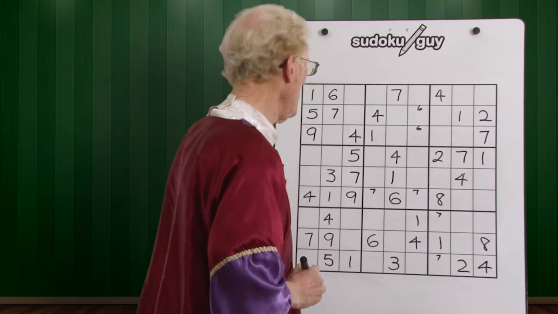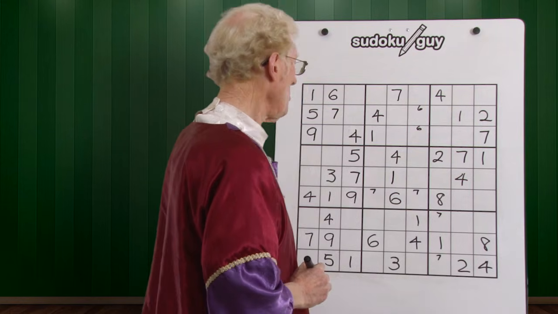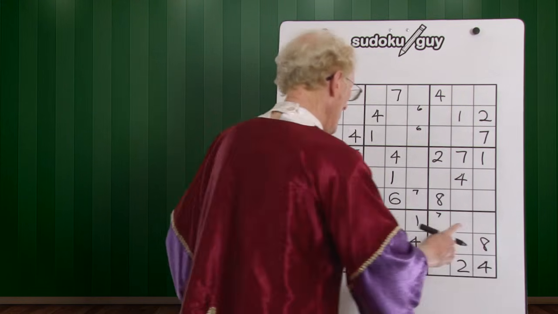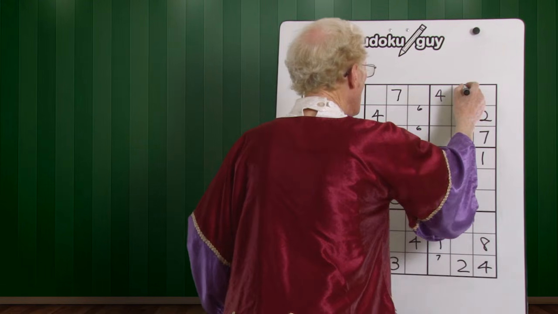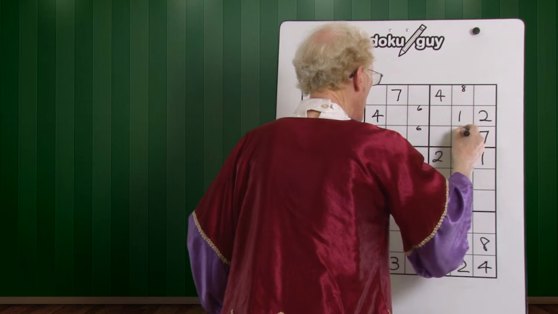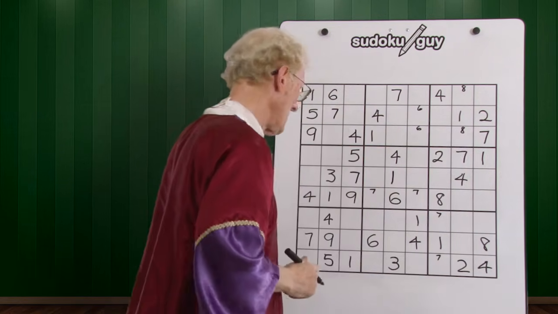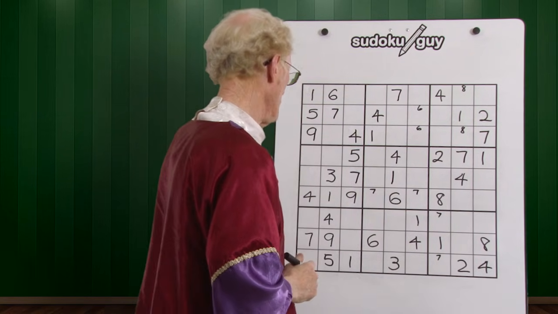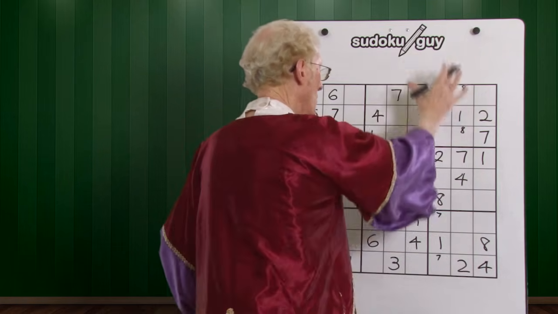8s, there's 2 8s. An 8 can go here, here, or up in here. It could be either there or there. That's the only 2 places it can go. 9s, there's no 9s here at all.